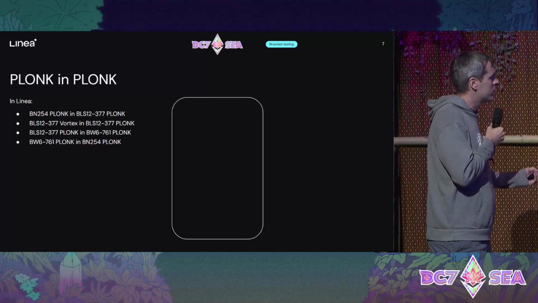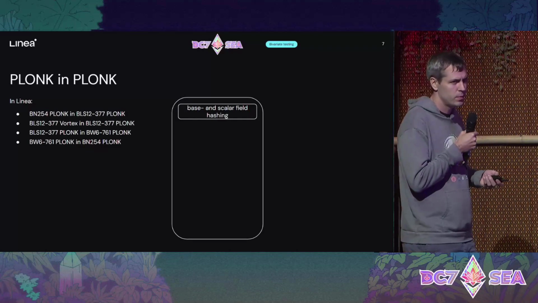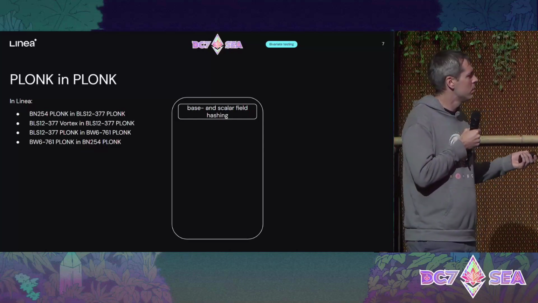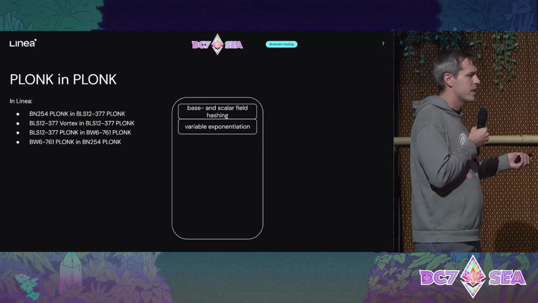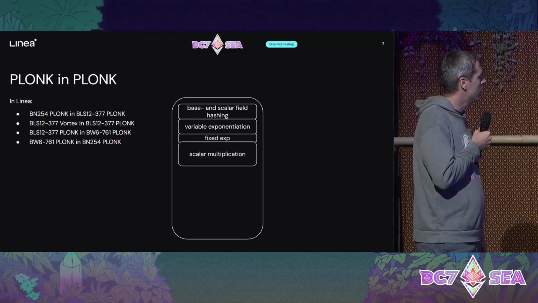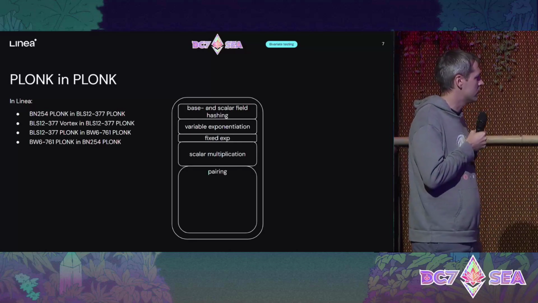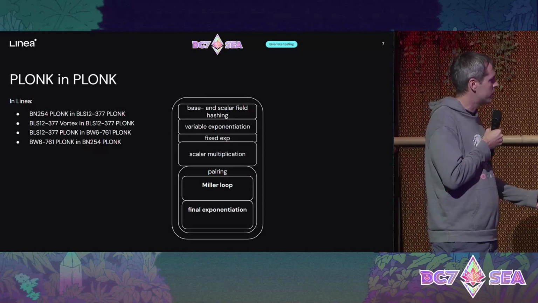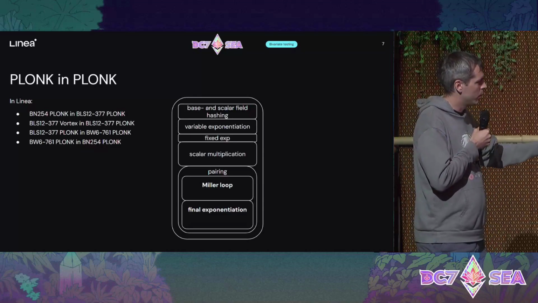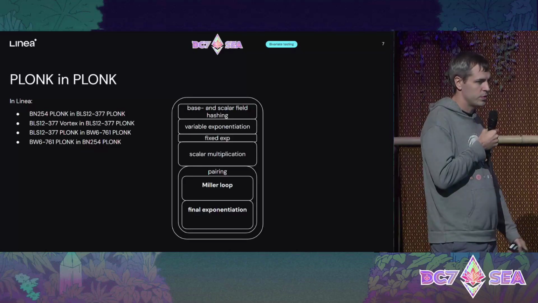So what's the cost in verifying a block proof? There are different steps. First, we need to do some hashing to get the random challenges. We have some exponentiations where the exponent can be a variable or a fixed value. We have scalar multiplications. And finally, the most complex part is computing the pairing. Pairing consists of 2 parts: the Miller loop and the final exponentiation. In today's talk, we are focusing on the Miller loop and also the final exponentiation.